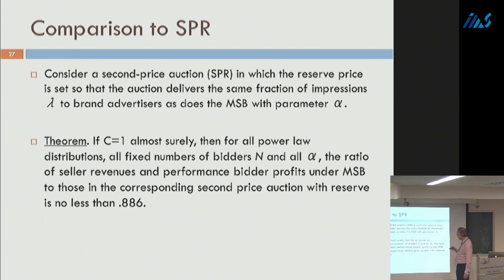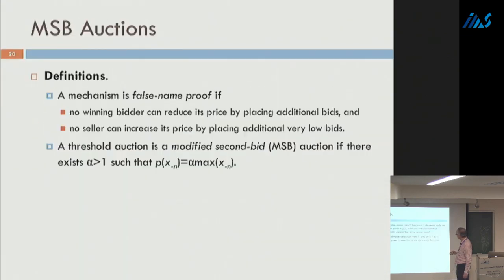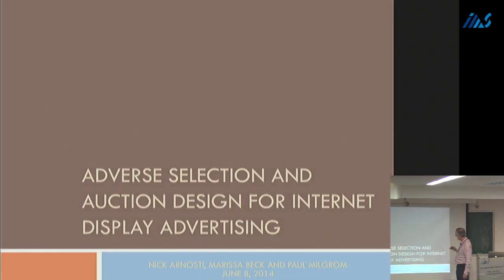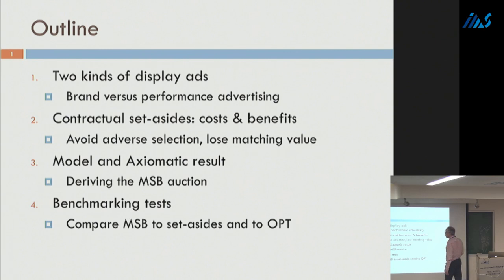The summary here is I'm going to take this back to the top very quickly. So what have we done? I should have put this at the end. First of all, I've told you that there are two kinds of display ads, and that there's a problem of adverse selection against brand advertisers. I guess you guys have convinced me that the main reason is they can't measure, as Wanamaker says, which half of their ad money is doing something and which isn't. The performance advertisers can, and they can select the good ads. Contractual set-asides are widely used, and they have the effect of insuring the bidders against adverse selection.